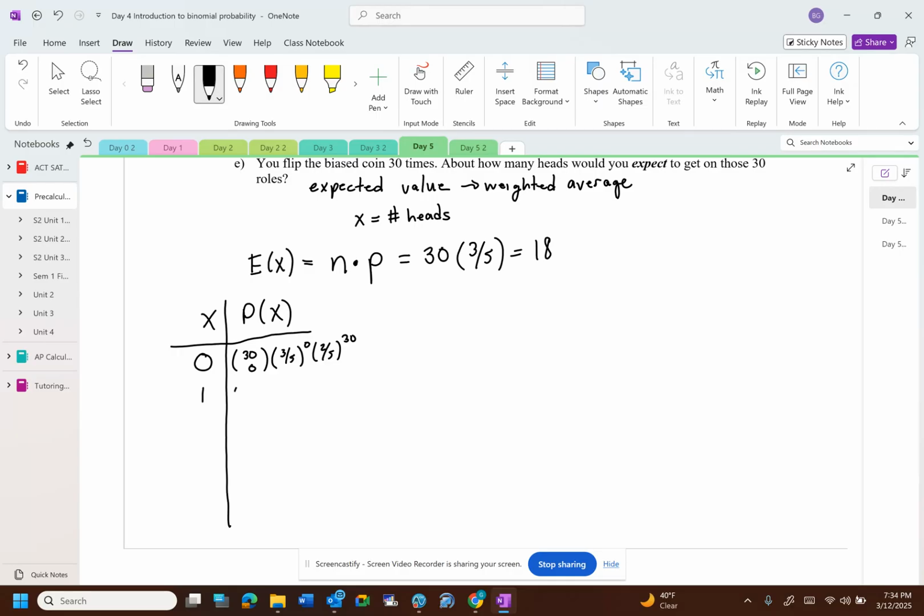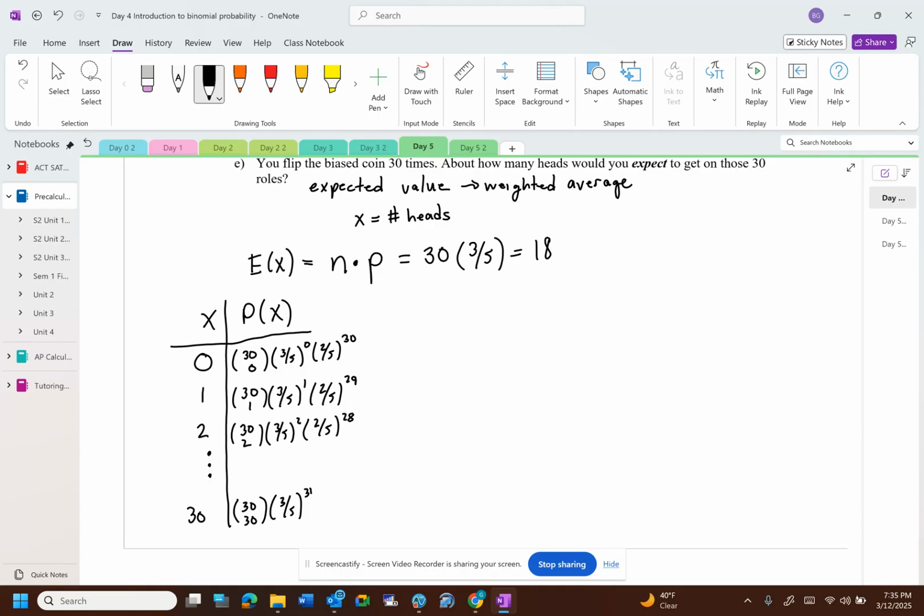If we had 1 success, 30 choose 1, 3/5 to the 1st, 2/5 to the 29th. 2 successes, 30 choose 2, 3/5 to the 2nd, 2/5 to the 28th, and hopefully you get the idea. I'm just going to put dot, dot, dot here. Eventually I'm going to get to 30 successes, 30 choose 30.